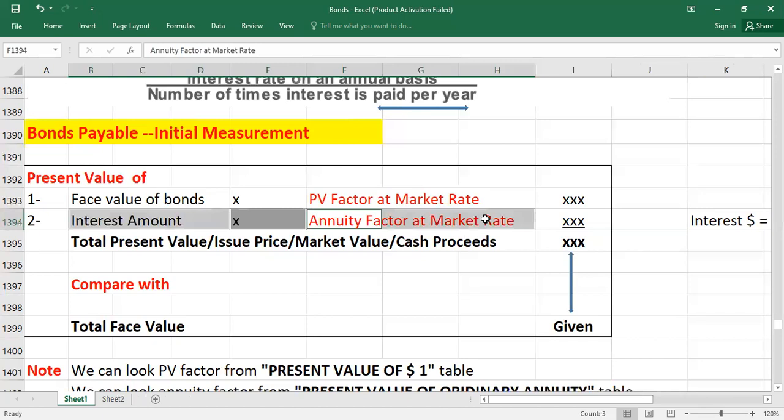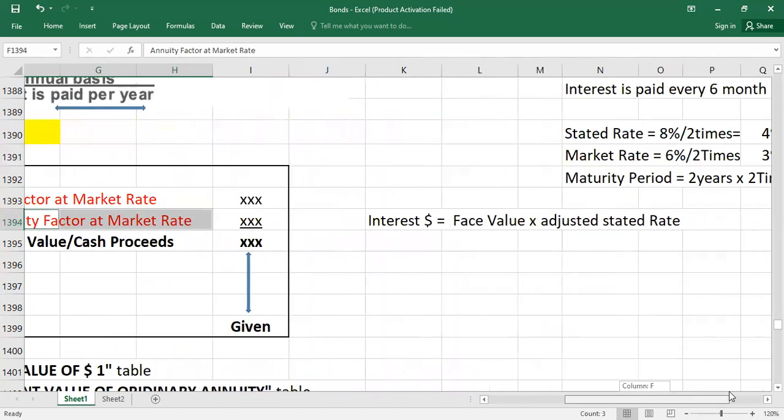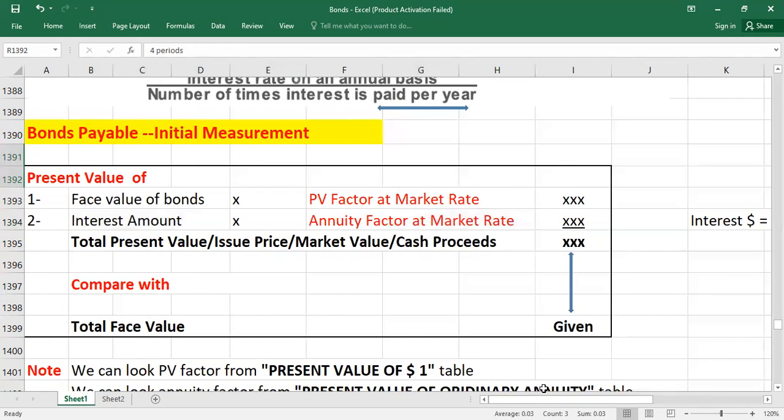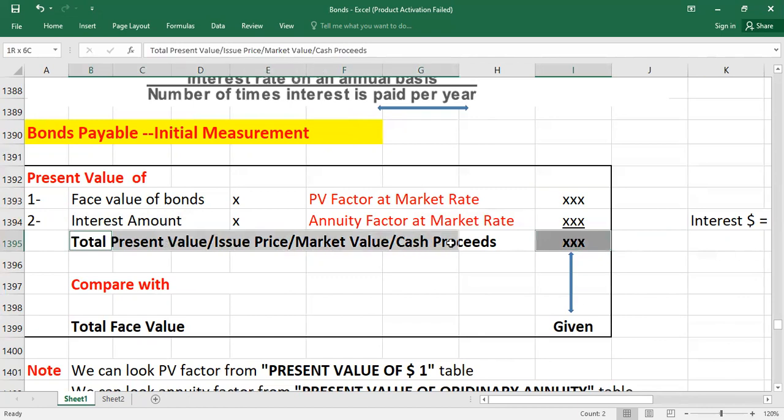Again, you will go to the annuity table and look at the market rate, and the adjusted market rate is 3%. So you will look for 4 periods because the periods are four, not two. Once you make the summation of these two present values, this is what is called total present value. It is also called issue price, market value, or cash proceeds.